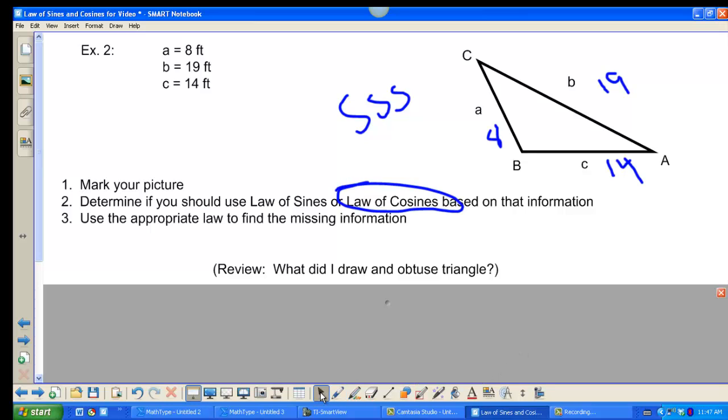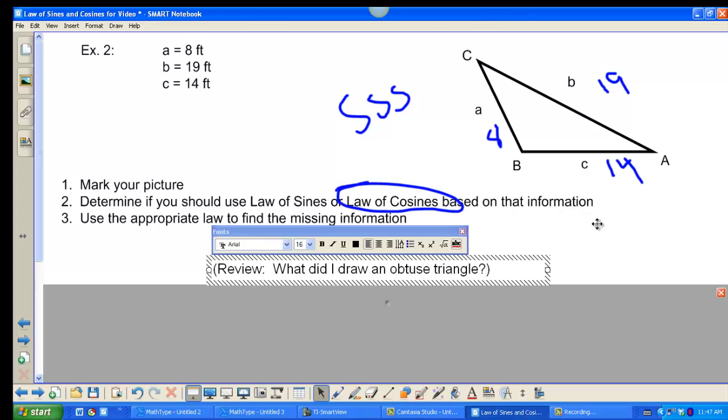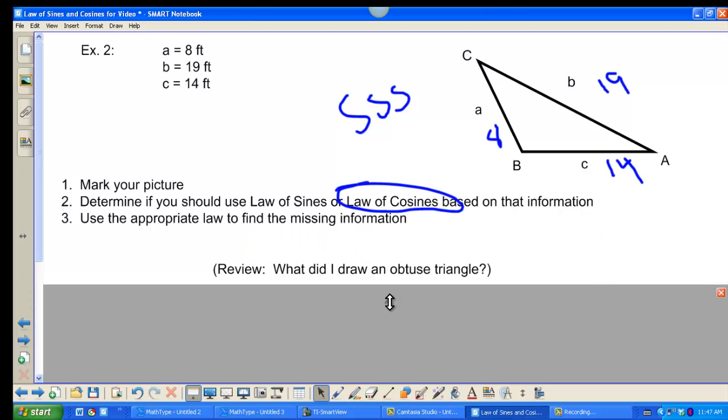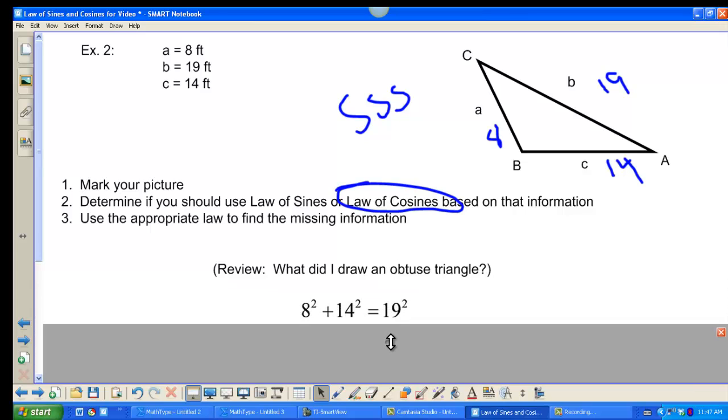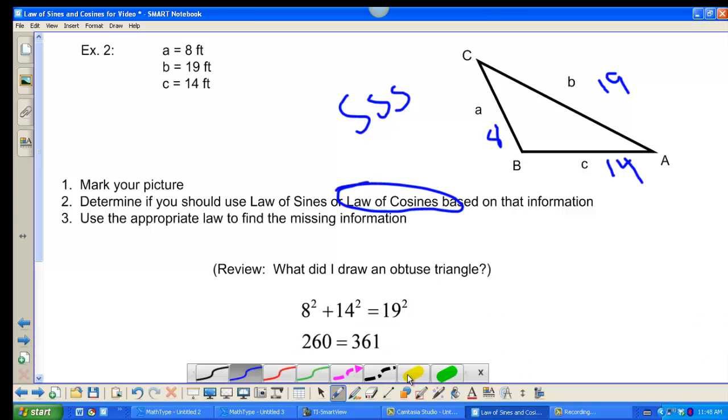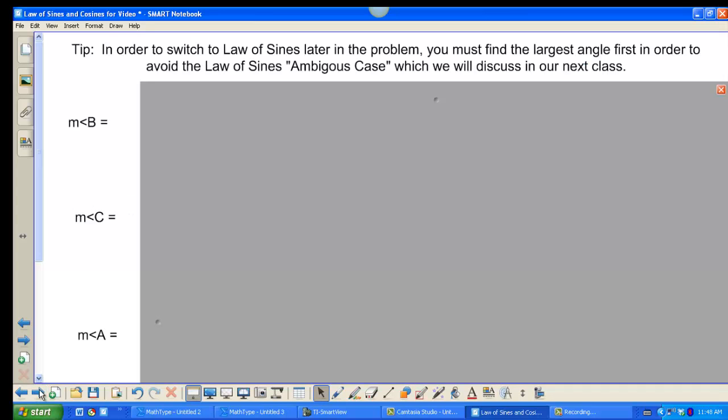If you're wondering, this is just kind of review. This is not really a part of the problem. But if you're wondering why I drew an obtuse triangle, well, if you remember from geometry, you had what was called the triangle inequality theorem. If I set this up like the Pythagorean theorem, 8 squared plus 14 squared is not 19 squared. Therefore, it's not right. But if I do the arithmetic, I notice that the quote-unquote hypotenuse side is bigger. Therefore, it had to be an obtuse triangle. So I know if I don't get an angle more than 90 degrees for angle B, then maybe I've done something wrong.